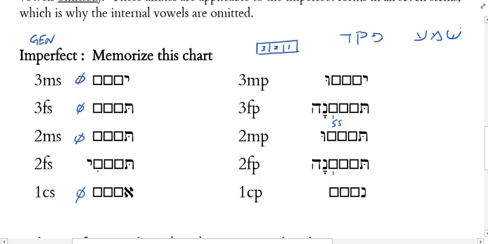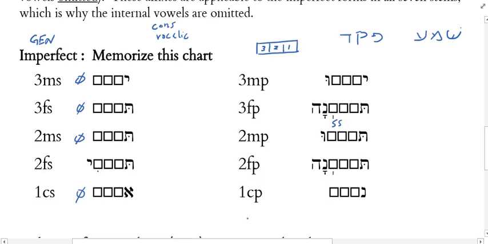That means that root 3 will be closing the syllable with root 2, and this nun is a consonantal ending that begins its own syllable. The chireq yod over here in the 2FS, that is a vowel. So that is a vocalic ending. My endings will either be consonantal or vocalic.